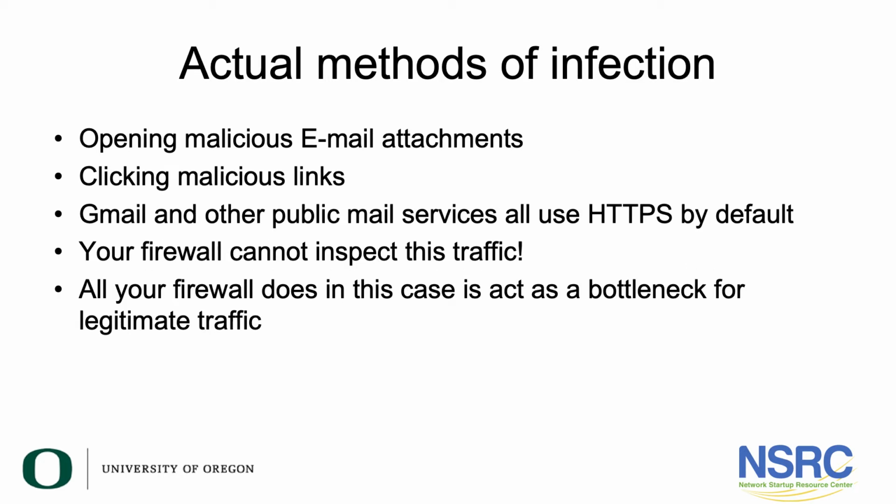So, again, our actual methods of infection is opening email attachments, clicking malicious links, and notice that Gmail and other public mail services use HTTPS, encrypted by default. Your firewall cannot inspect this traffic. Your firewall can certainly be configured to not allow traffic to certain websites, but the firewall can't look inside of that HTTPS stream. So all your firewall does in this case is act as a bottleneck for legitimate traffic.